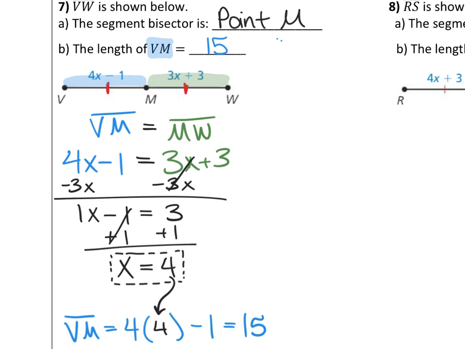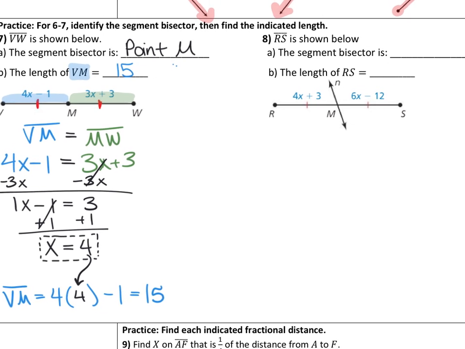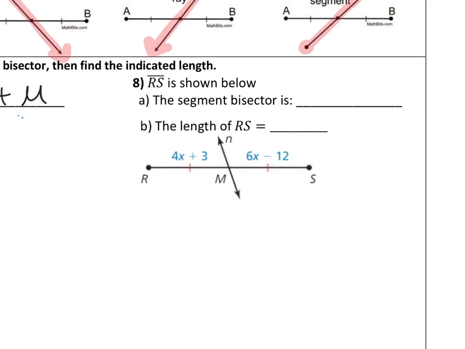Okay, I'm going to get you halfway through problem number 8, and then it's going to be yours to try. It says RS is shown below. What is the name of the segment bisector here? What cuts it in half? N is a what? A line. So we would say this time it's not a point, it's line N. It does meet at point M, but remember capital letters mean points, lowercase letters mean lines.